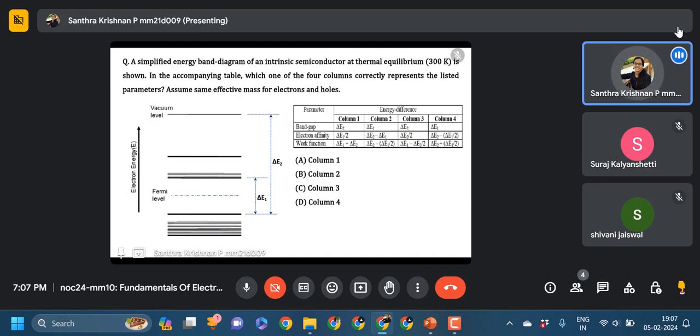So you have to answer keeping in mind that Me is equal to Mh, that is, the effective mass of electron is equal to effective mass of holes. Basically you have to answer what is band gap, electron affinity and work function based on this particular image that is given to you. Please first start trying to attempt, and in case you're not able to answer, I'll be discussing.